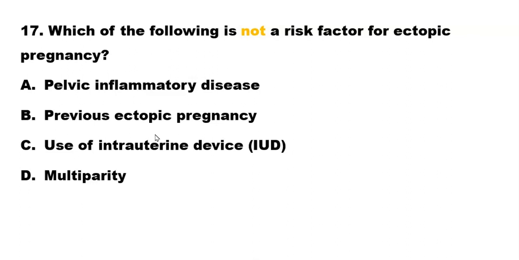The next question: which one of the following is not a risk factor for ectopic pregnancy? A. Pelvic inflammatory disease, B. Previous ectopic pregnancy, C. Use of intrauterine device, D. Multiparity. Think over it for 5 seconds.